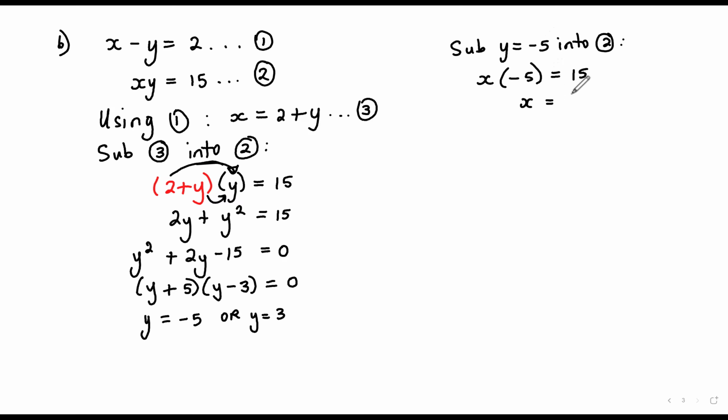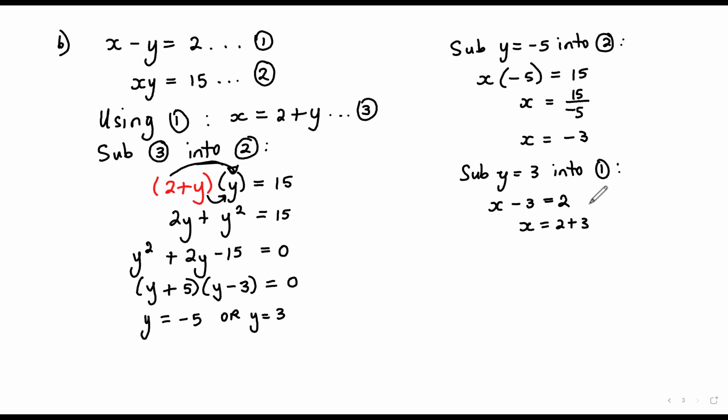So then x is equal to 15 divided by negative 5, which means x would be equal to negative 3, or, and now we substitute y is equal to 3 into that same equation. I mean, you could substitute it into equation 1 if you want, because equation 1 is a linear equation. So that would be x take away 3 is equal to 2. So then x is equal to 2 plus 3, which means x is equal to 5.